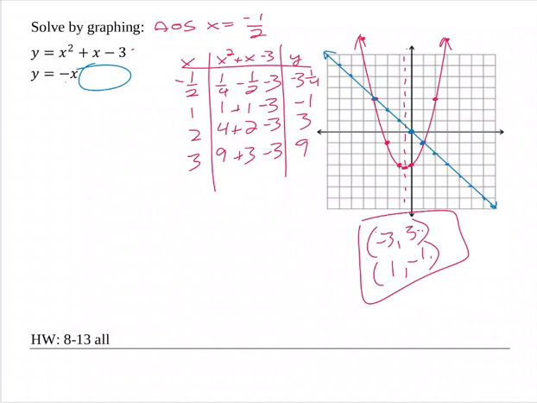And then you would do the same thing with the second ordered pair. Plug it into both equations to see if you got a true statement. If you did, then you were right, and the answer is correct. Okay?